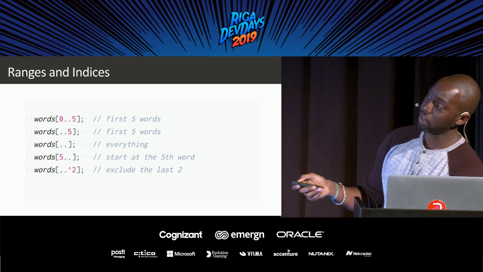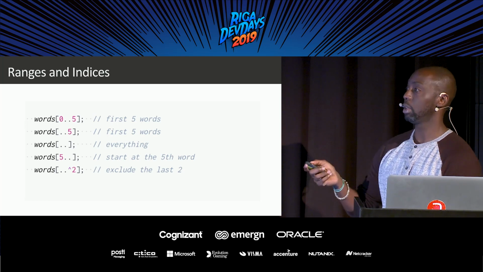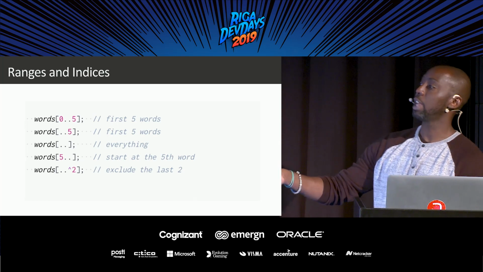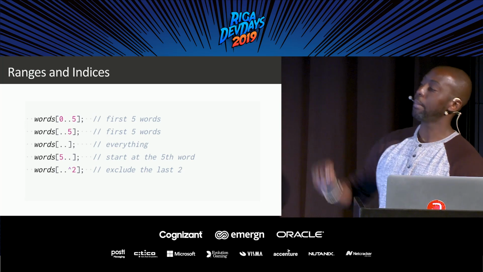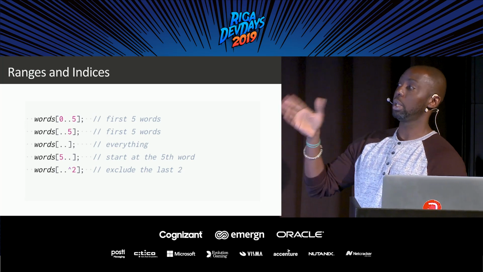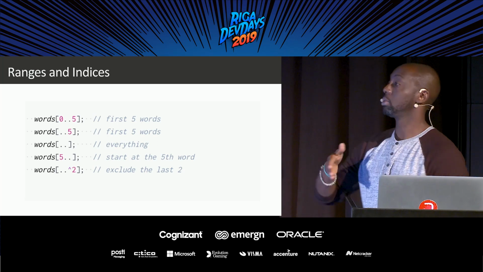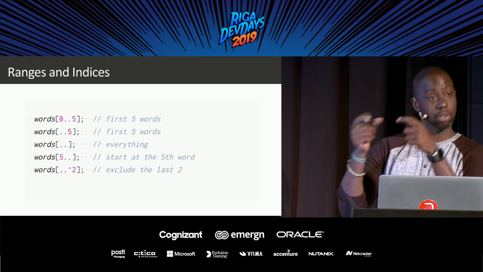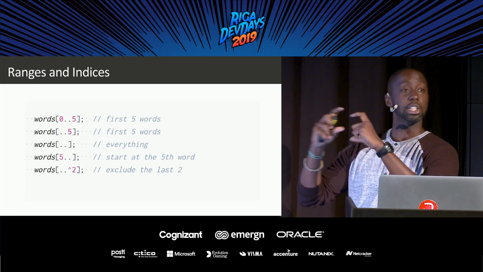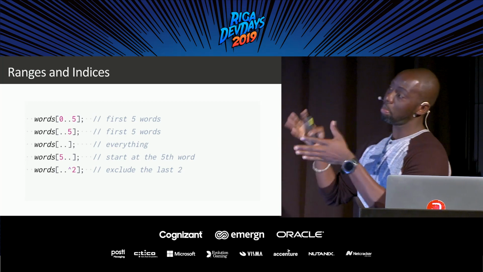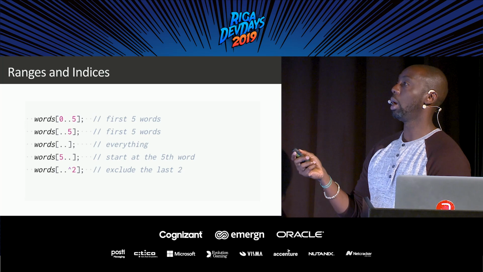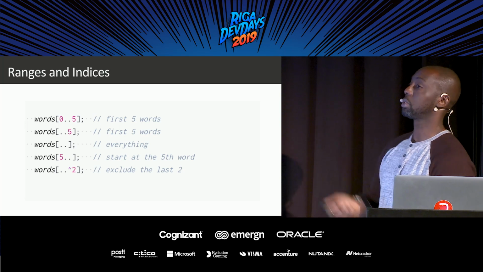If I just put the two dots, I can get everything. But look at this last one, it's interesting. I want to exclude the last 2 things out of the list. So now I'm only getting a subsection of that list, right? And we can combine these in very different ways if you want to do things with collections.